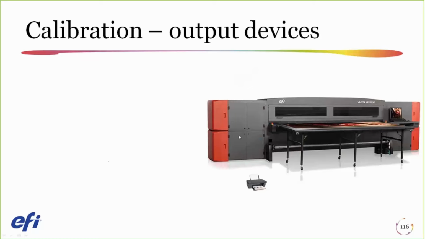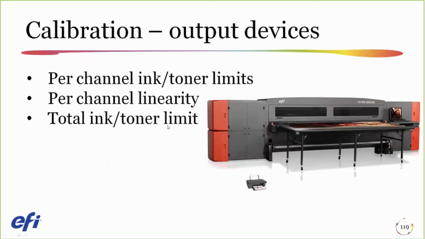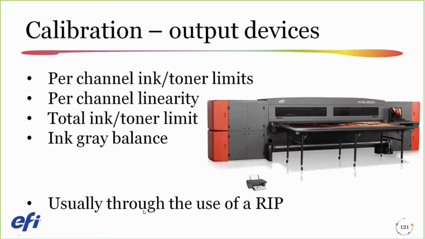Some tasks are not performed on, for instance, toner devices, but the concept is still there. First: per channel ink or toner limits, per channel linearity, total ink or toner limits, and ink gray balance. Now, these are often done through the use of a RIP because there's very seldom some great big red button on the side of your inkjet printer that says, calibrate me.